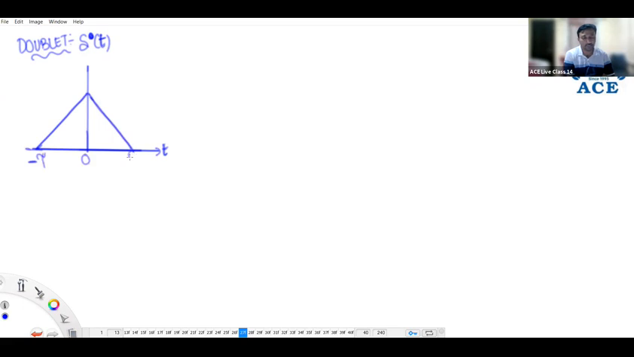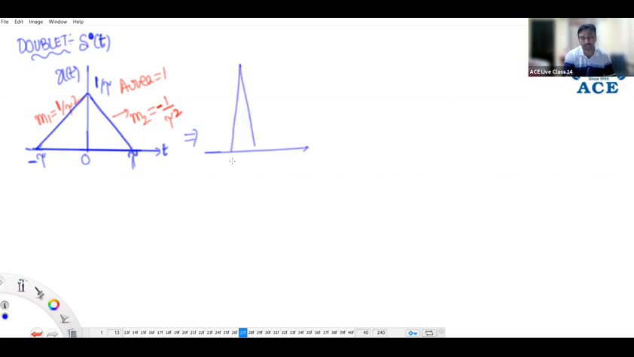Suppose I have taken a unit area triangular pulse. Its area is 1/2 base times height. Of course, here the slope is 1 by tau square. Here the slope is minus 1 by tau square. For performing differentiation, I am using the slopes. If I keep reducing the width on the time axis, the height is continuously rising. As tau decreases, 1 by tau further increases.